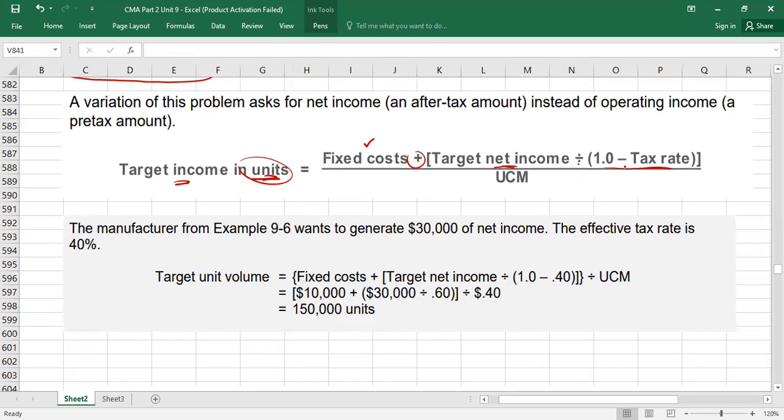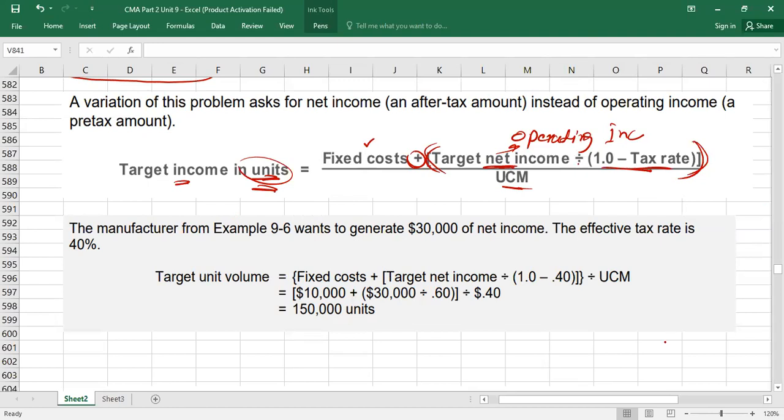So once you divide net income by 1 minus tax rate, this portion converts the net income back to the operating income. Simply, we are taking fixed cost plus target net income divided by 1 minus tax. Once you apply this, it automatically converts your net income back to the operating income. Then you divide by the unit contribution margin, and you automatically get the number of units we need to sell to leave the specified or target amount of net income. So let's have a look now.